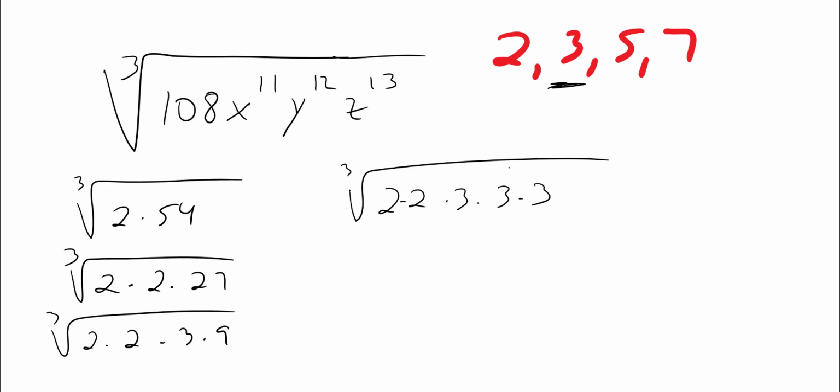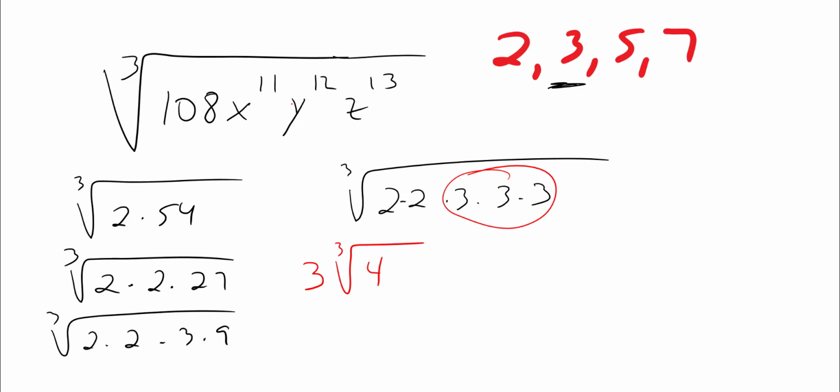Okay, so what do you got here, guys? Three 3s. So you pull that out, and you get 3. And what's left over? 2 times 2 is 4. Okay, cool. So 3 times the cube root of 4. Nice. Okay, let's deal with our variables now. Do you guys agree that for x to the 11th, the biggest number that 3 goes into up to 11 is 9?